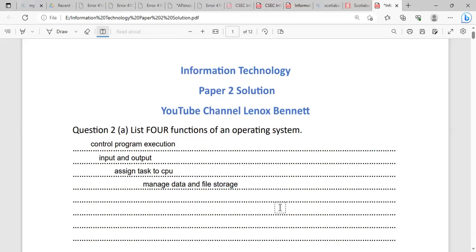All right, so let us look at them overall. List 4 functions of the operating system. 1, it controls the program execution. 2, it controls input and output. It assigns tasks to the CPU. It manages data and file storage, and it provides security and control.